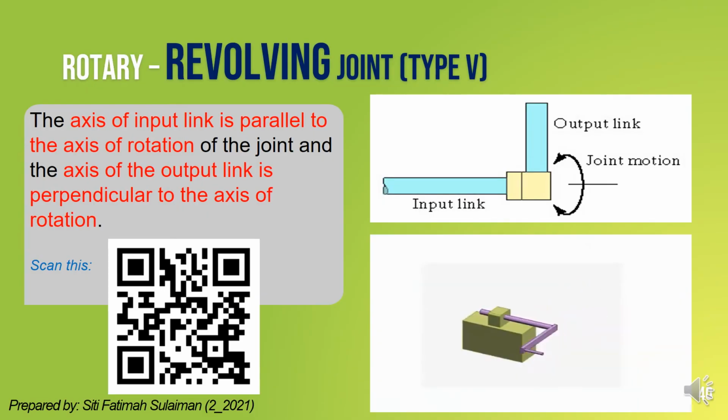And lastly, we have revolving joint or type V for rotary type joint. So in this joint, the output link axis is perpendicular to the rotational axis. So the output link is perpendicular to the rotational axis. Okay, so for illustrations, please scan this QR code.